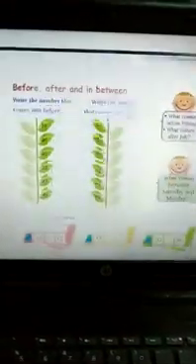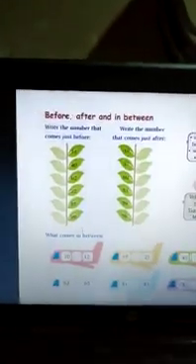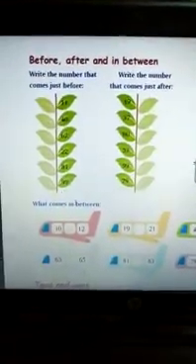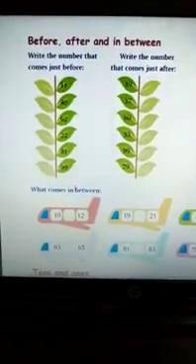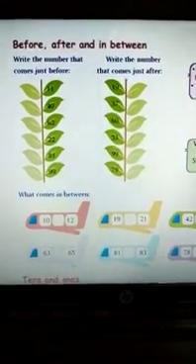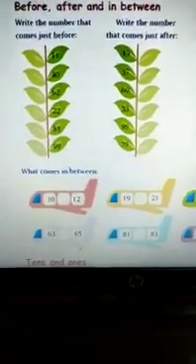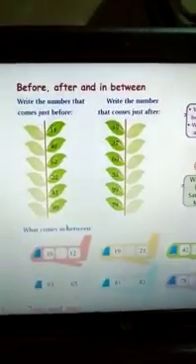Now we are moving forward in before, after and in between. This is also very easy. Before, after and between. Before means पहले, after means बाद में, and in between means बीच में. So we have to see how the number is given and how we have to answer. Okay? So let's start the learn.